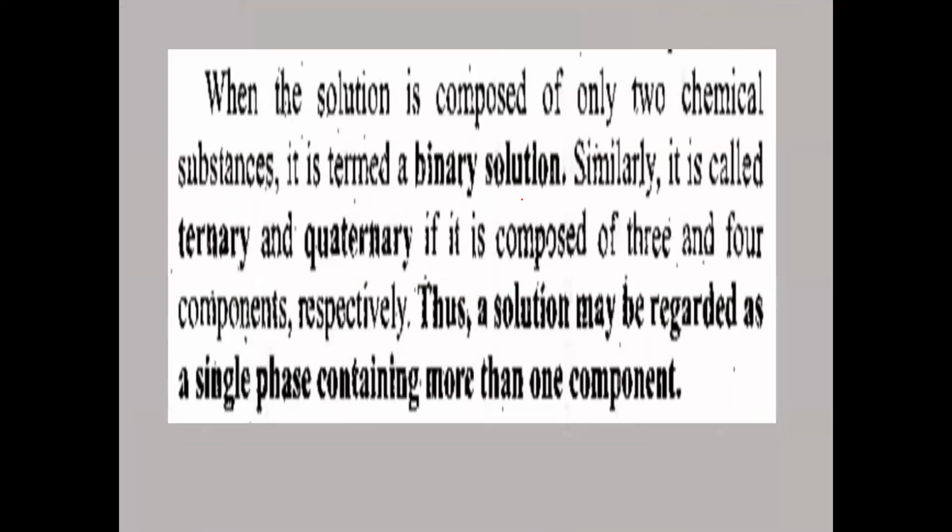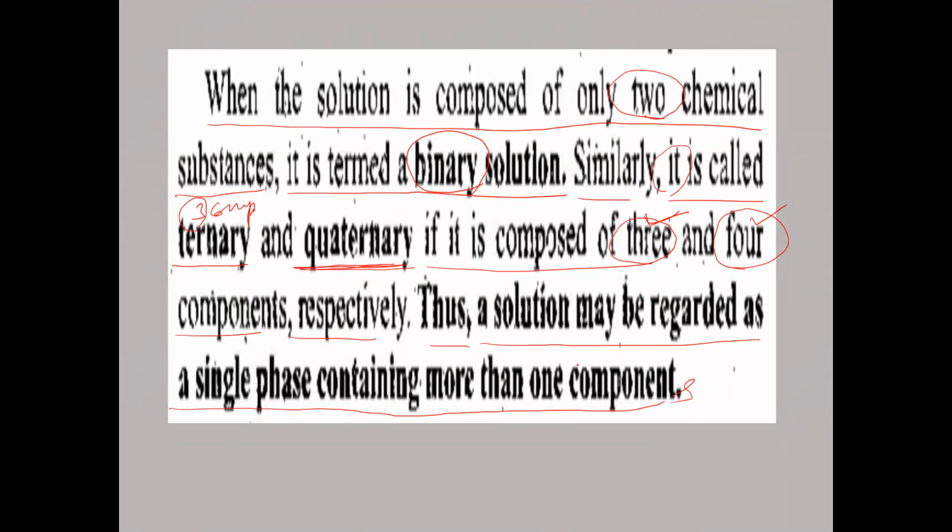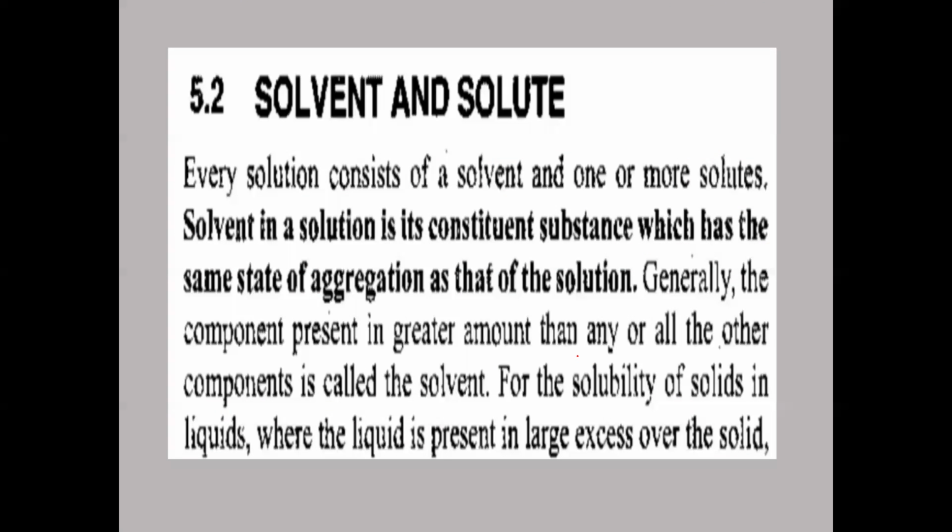Okay, next one. Now, this is ternary and quaternary solution. If a solution contains five components, what is that called? Pentanary solution, like that. Now here, solvent and solute, which is major? Solvent is major, solute is minor component. Every solution consists of a solvent and one or more solutes.